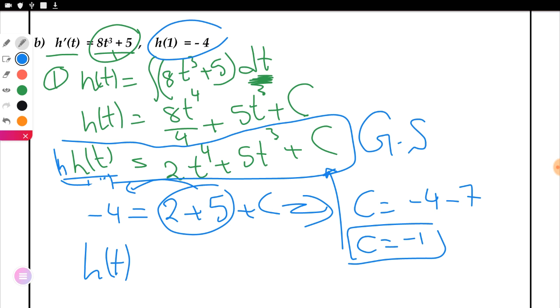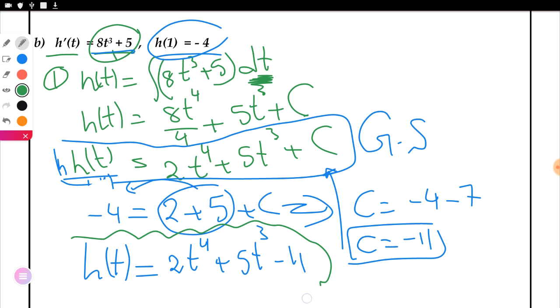Our specific function, whose derivative is 8t cubed plus 5 and which passes through the point (1, -4), will be 2t to the power 4 plus 5t minus 11. That is my answer, the function whose derivative is 8t cubed plus 5. Okay? I think it's perfect, and it's so easy.